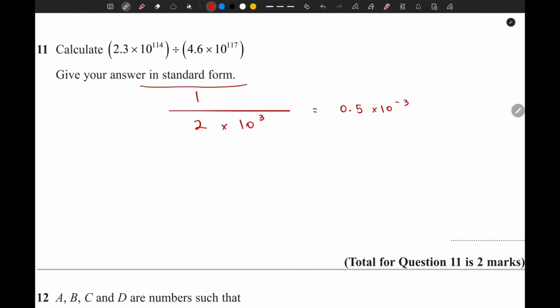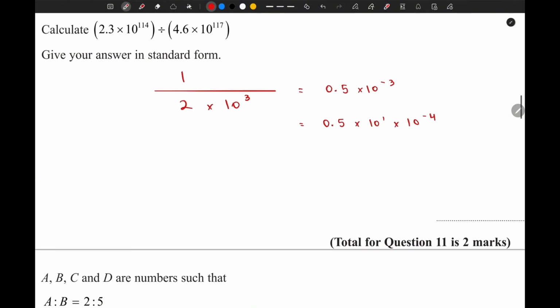Now we need to write this in standard form, which means that we need to multiply the 0.5 by 10 to the power 1. Now if we take 10 to the power 1 from this part, we will get 10 to the power negative 4, because if you add these two values, you will get negative 3. So the answer to this would be 5 times 10 to the power negative 4.